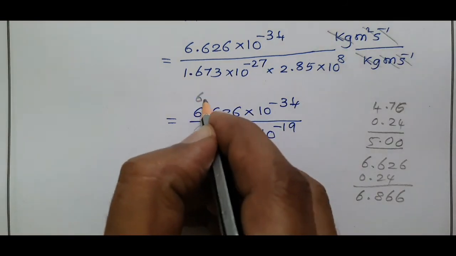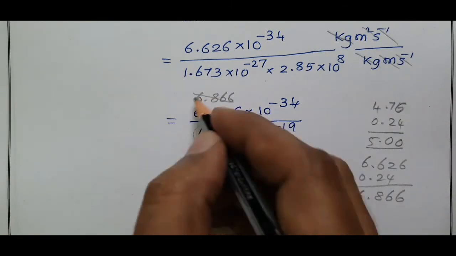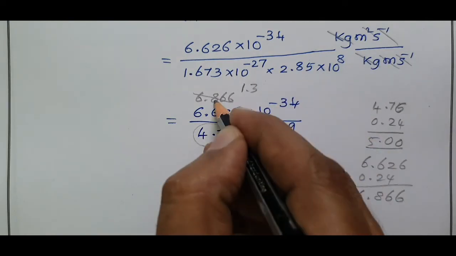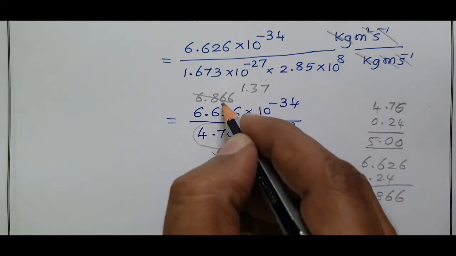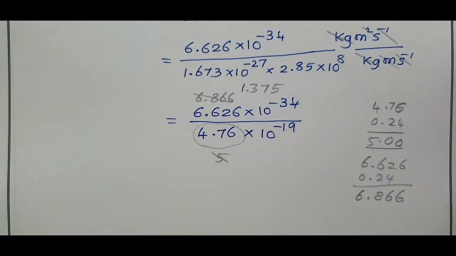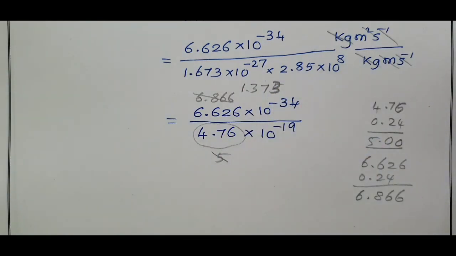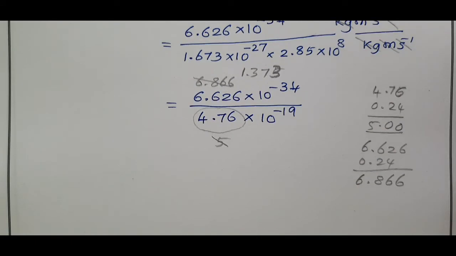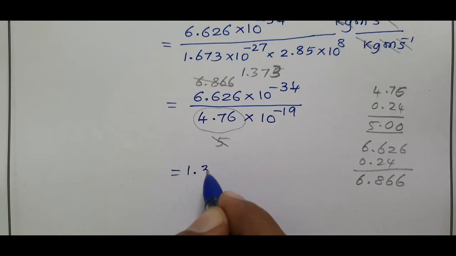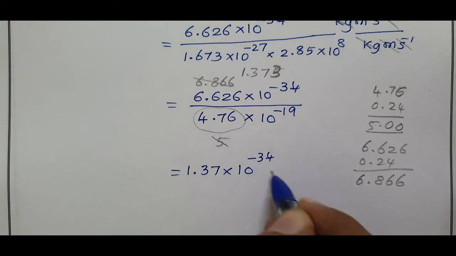Now divide 6.866 by 5. 5 ones are 5, remaining 1, 18; 3 fives are 15, remaining 3, 36; 7 fives are 35, remaining 1, 16; 3 fives are 15. And what is the answer? Taking the first two digits after the decimal, it equals 1.37 into 10^-34 in the denominator.